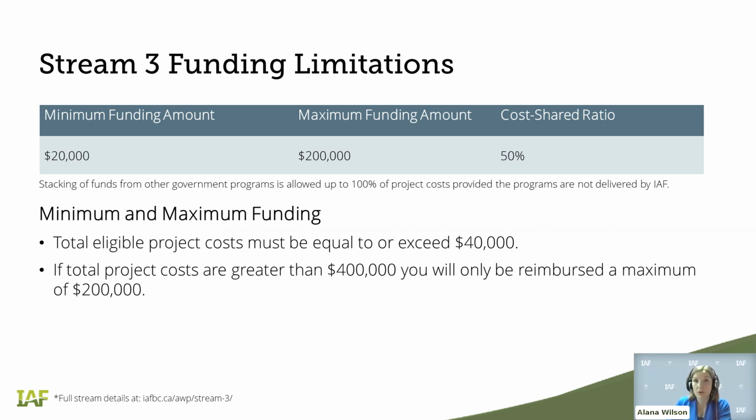Each stream has its own unique funding limits, eligibility requirements, and other details. For Stream 3, the minimum funding is $20,000. This means your project's eligible costs must be a minimum of $40,000, as the cost share ratio is 50%. If you're a producer looking for funding to support water planning, design, and assessments below this minimum, please apply to the BMP program. The maximum funding is $200,000, meaning that if your project costs exceed $400,000, you will only be reimbursed to a maximum of $200,000.